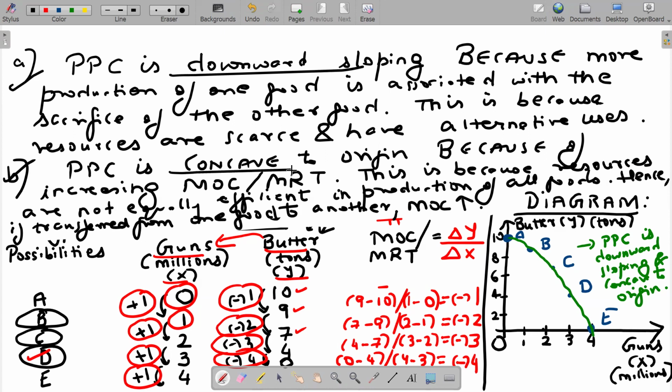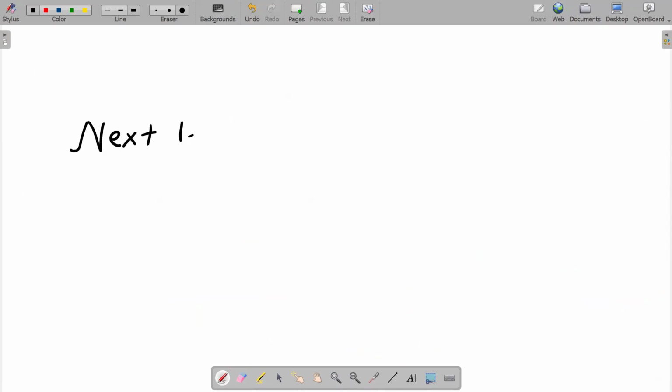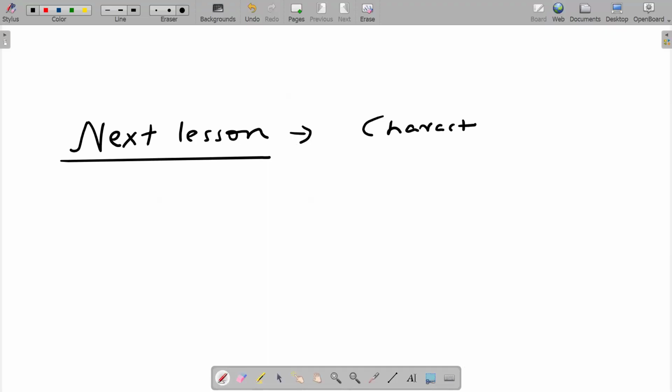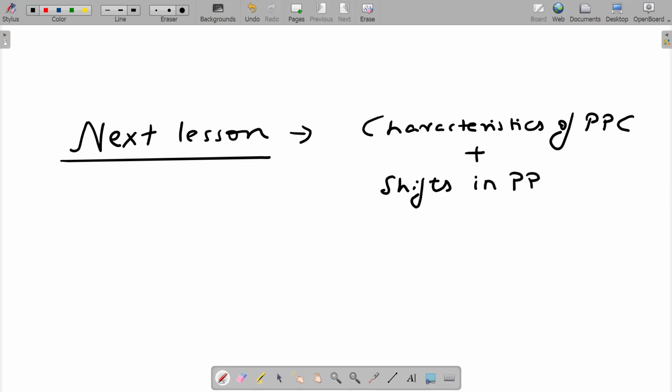So I stop in this particular lesson. We have looked at an introduction to production possibility curves, and using a numerical example, I have constructed one such production possibility curve, which is concave. In the next online lesson, we are going to talk more about characteristics of the production possibility curve, characteristics of PPC plus shifts in the PPC.